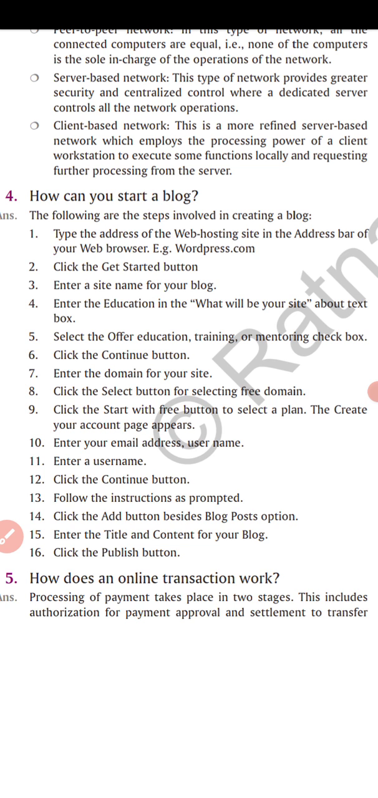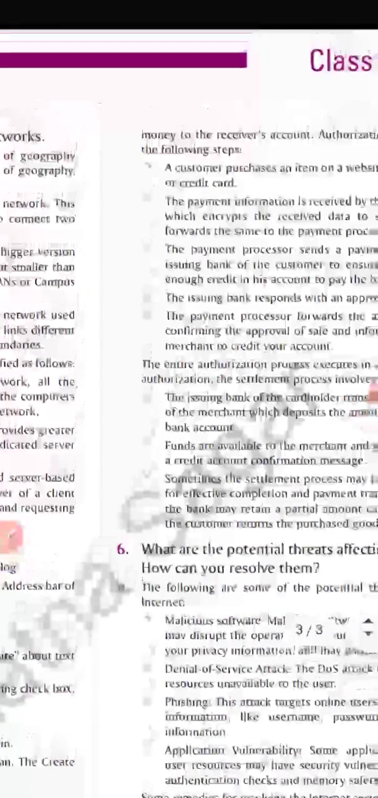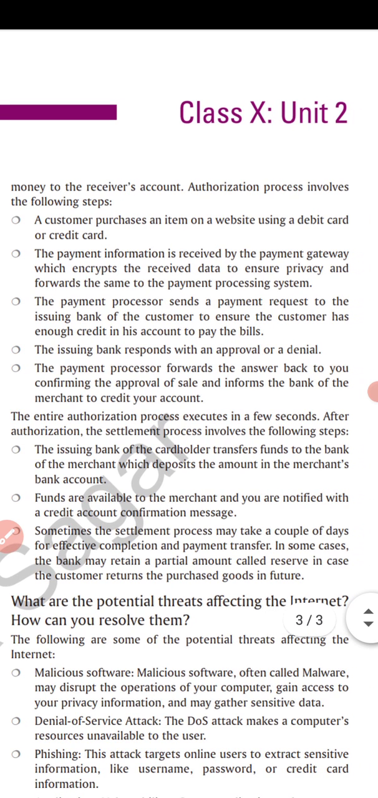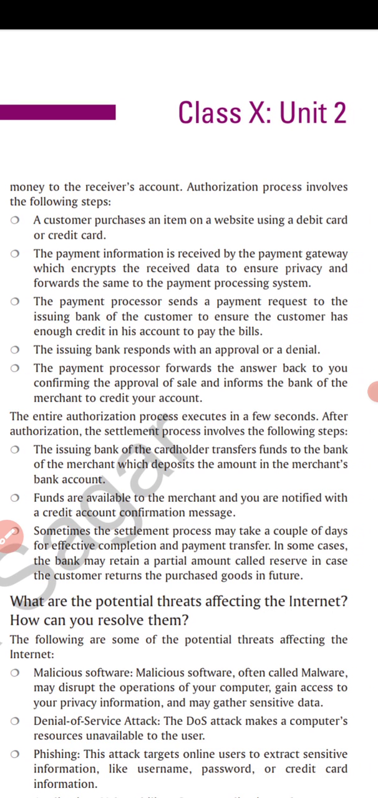Now question number 5: how does an online transaction work? This is a very important question. There is an 80 to 90% chance that this question will come in the exam, so please clear all the things. Processing of payment takes place in two stages. This includes authorization of payment approval and settlement to transfer money to the receiver's account. Now dear students, you can follow the steps here. The authorization process involves the following steps.